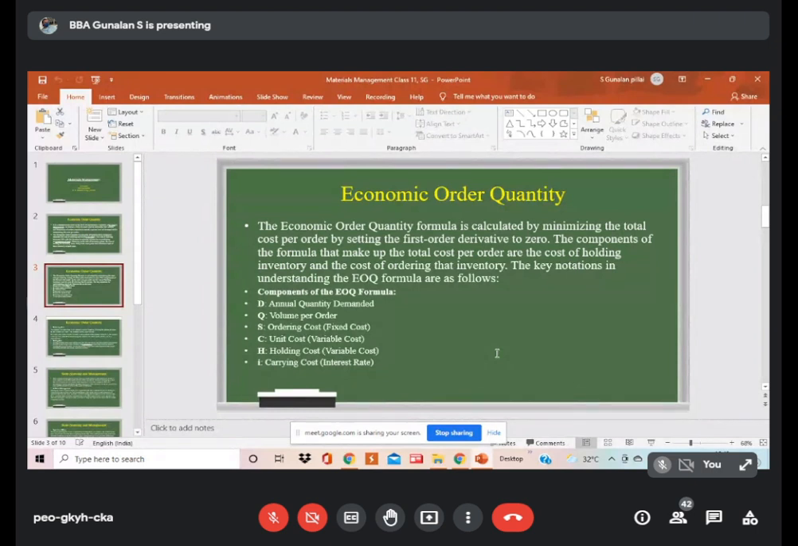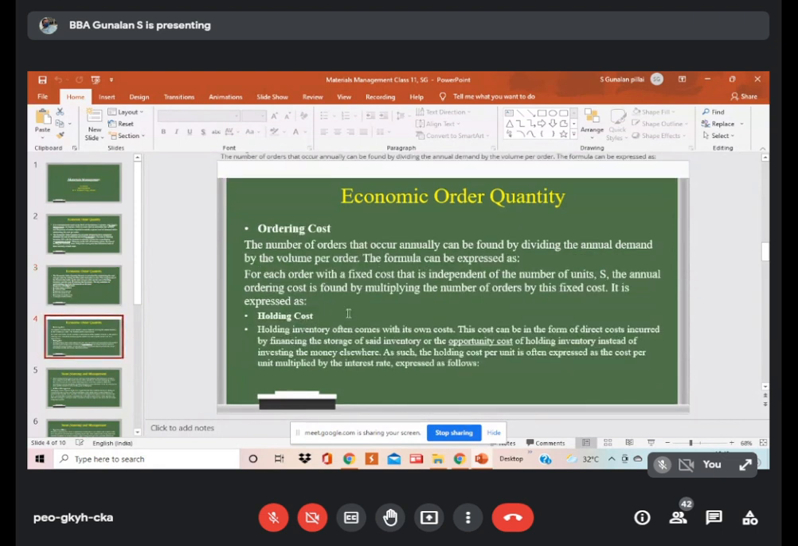Holding cost: how much cost has been invested in holding the stock. Then carrying cost: what is the cost to carry the product from the warehouse to the store. All these components should be taken care of while calculating the economic order quantity. That is what is mentioned here.